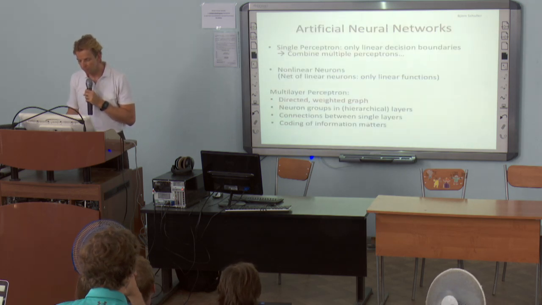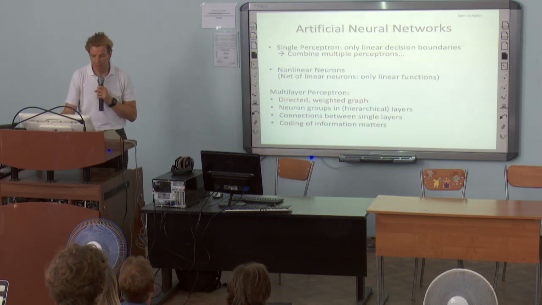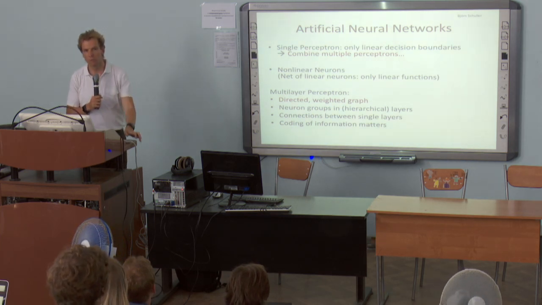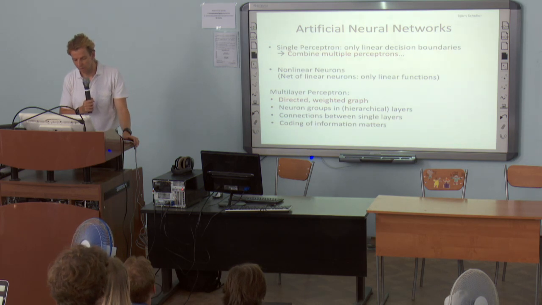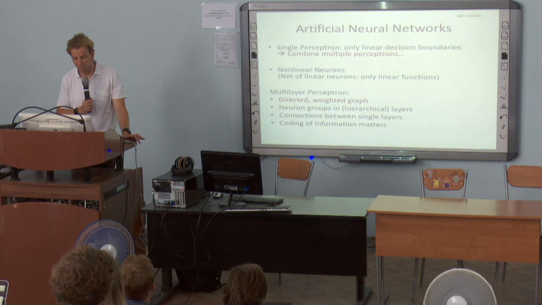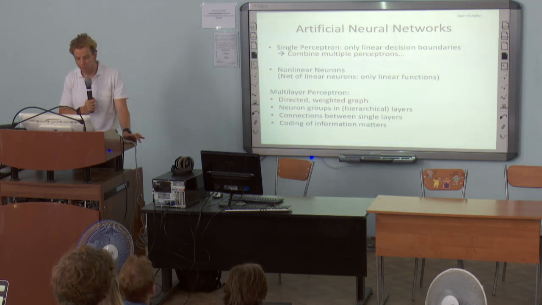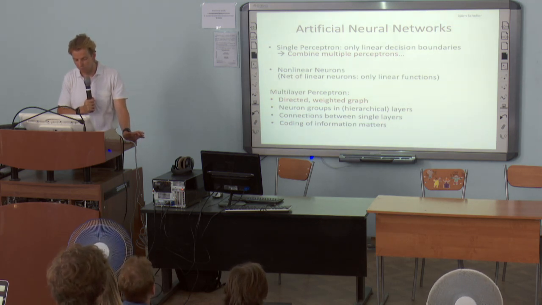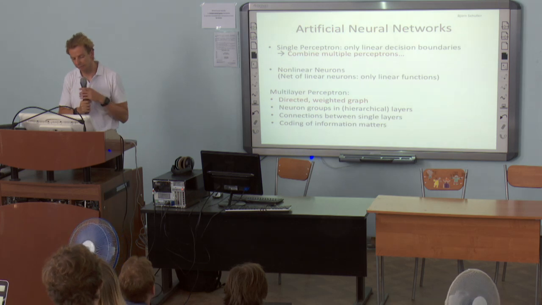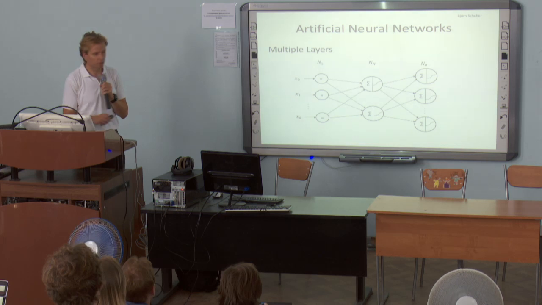And the other thing we're doing is putting together several of these neurons or perceptrons, to allow for more complex things to be learned. What we get from that at first is the multi-layer perceptron, a directed weighted graph with neurons grouped in hierarchical layers with connections between those layers. And that would look like this, for example.